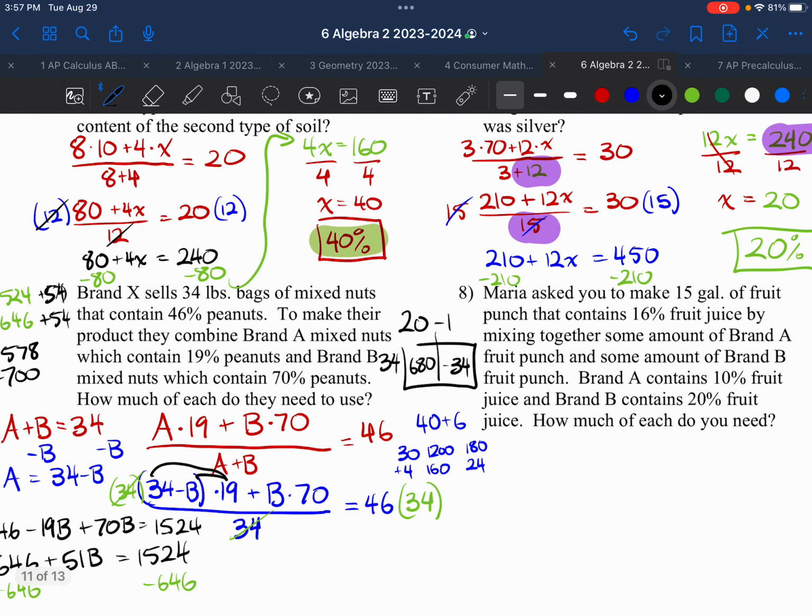So I'm going to get 878 is equal to 51b. And then finally, I'll divide by 51 on both sides, and I get b is equal to, let's go ahead and guesstimate here. It's probably going to end in 8. I have a bad feeling about this one. Well, 5 times 10 is 500, so it's going to be above 10. It's going to be another 37-ish, so that's going to be another 5-ish. So I'm guessing 15.